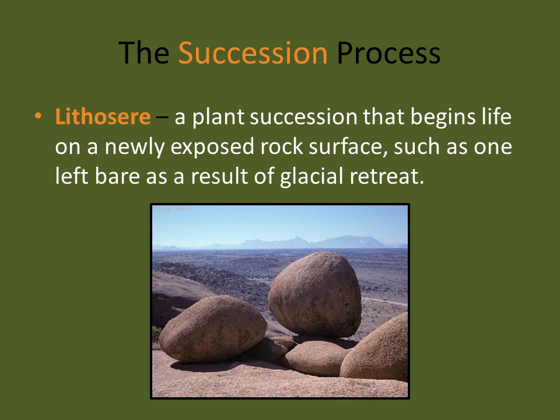A lithosere is a plant succession that begins life on a newly exposed rock surface, such as one left bare as a result of glacial retreat. Bare rocky surfaces at the start of a lithosere are characterized by deficiency of water, absence of organic matter, volatile surface temperatures, as they have a large range due to seasonal fluctuations, and low heat capacity of the bare rock.